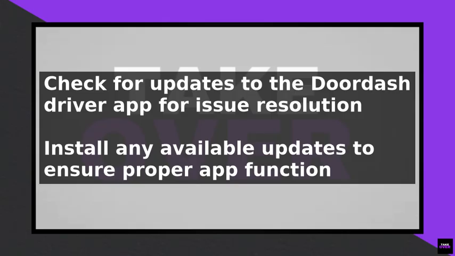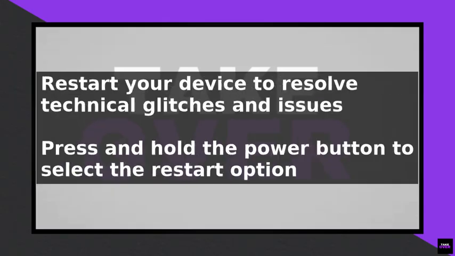Another step is to check the app's permissions. Ensure that the app has the necessary permissions to access your device's location and other required features. Open the Settings app on your device. Select the DoorDash driver app and ensure that location services and other necessary permissions are enabled.